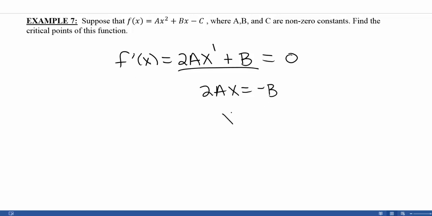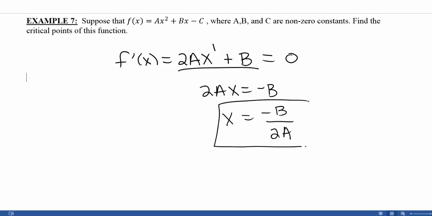And now I'm going to divide both sides by 2a. So I get x equals negative b divided by 2a. So that is going to be where my critical point is, which means I can vary a and b for different polynomials, and I'll always know where the critical point is because I can plug the a and the b into this formula. It's a nice way to find a general place that we're going to have a critical point.